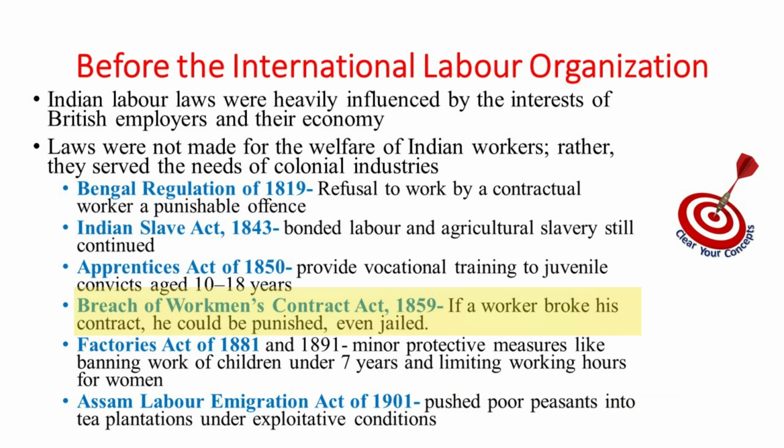Clearly one-sided. Some laws like the Factories Act of 1881 and 1891 did bring minor protective measures like banning work of children under 7 years and limiting working hours for women, but these were too little and mainly to keep workers just fit enough to work. And of course, we can't forget the Assam Labour Emigration Act of 1901, which pushed poor peasants into tea plantations under exploitative conditions, almost like legalized slavery. So, this phase was mostly about oppression and control rather than welfare.